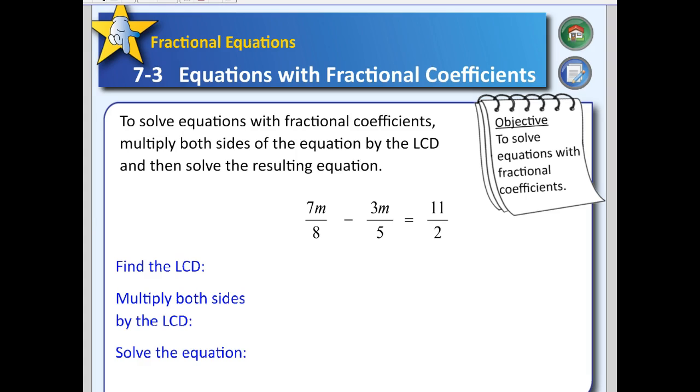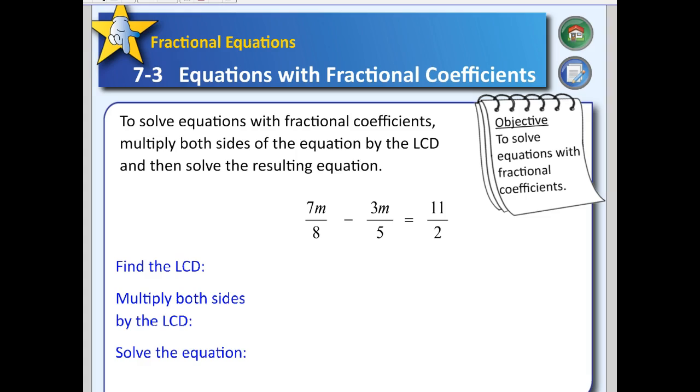Now, here's what we're going to do. If you listen to me, I'll make it very easy for you. We're going to see that to solve equations with fractional coefficients, we multiply both sides of the equation by the LCD, and then we solve the resulting equation. So basically the first step is to find the LCD, and then we use that to get rid of all the fractions.